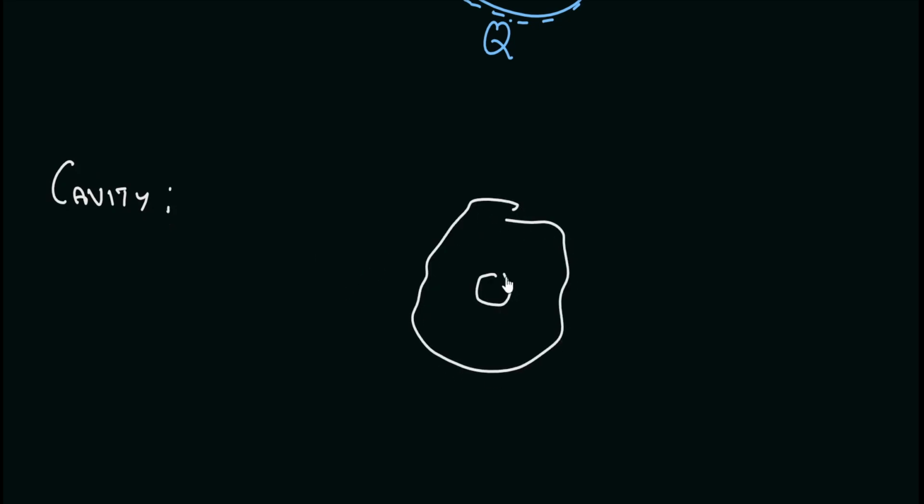Now, let's talk about the properties of a conductor when we have a cavity inside the conductor. A cavity is a hole inside the conductor like this, where there is no more conductor. Let's say that we provide a charge Q to the conductor. This charge will distribute itself on the outer surface of the conductor in such a way that the electric field inside the conductor will be equal to 0.